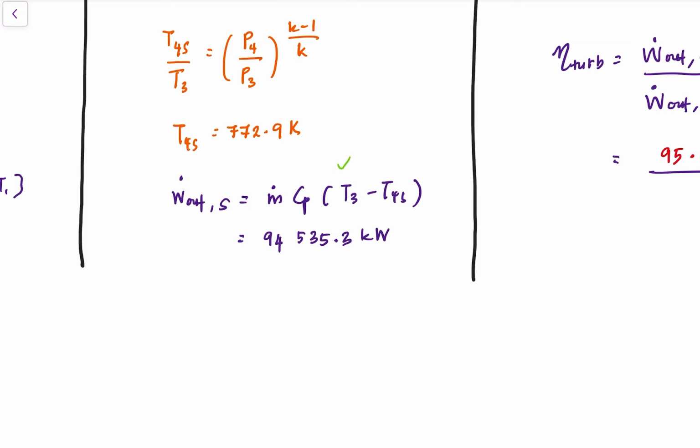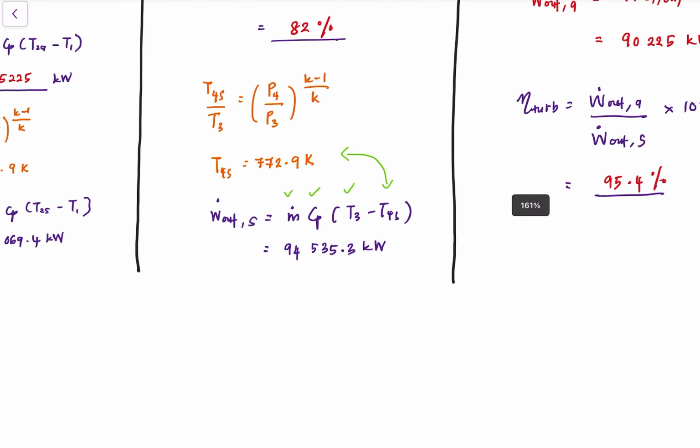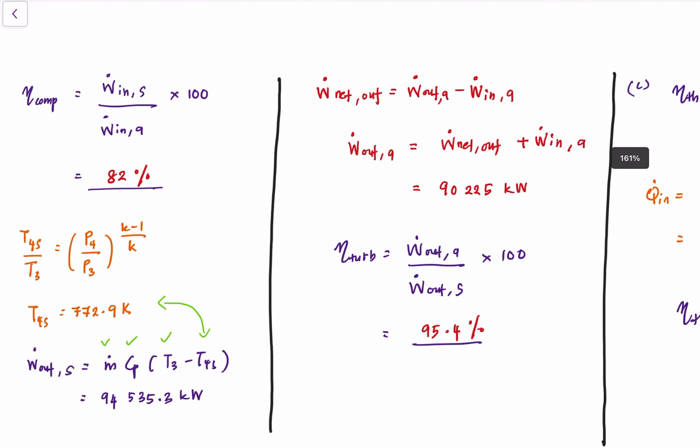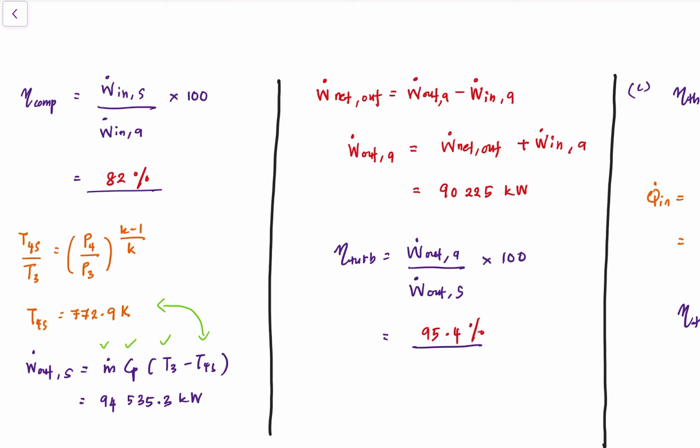You already have the value for the Cp, you already have the value for the m dot, the mass flow rate, and you already have the value for the T4S. Now you can determine the power output, the ideal power output by the turbine.